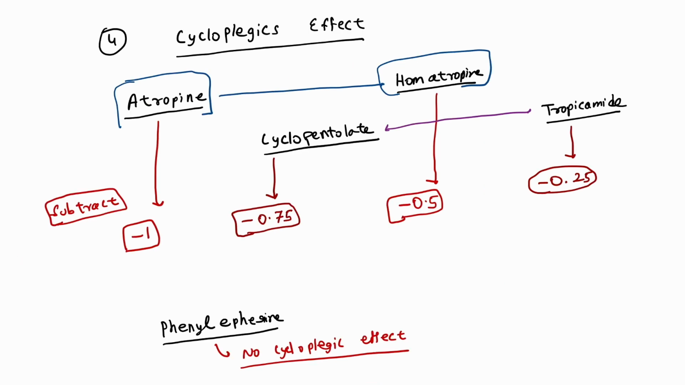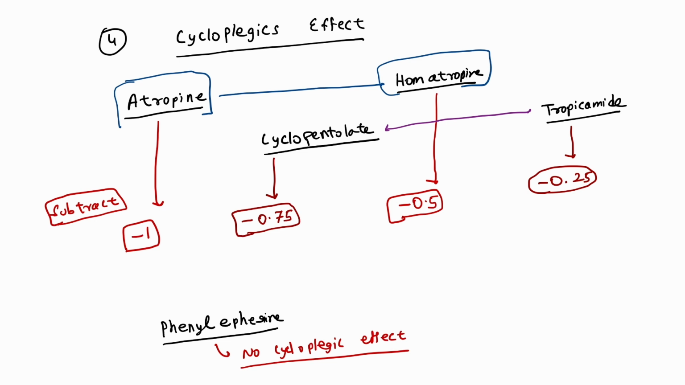Next, point number 4, cycloplegic drug correction. If we use some cycloplegic agent, we need to subtract an additional value from the spherical power to get the final glass prescription or the PMT value. PMT is post-mydriatic test. If somebody is using atropine, we need to subtract 1 diopter. If somebody is using home atropine, we need to subtract 0.5. Similarly, in case of cyclopentolate, we need to subtract 0.75 diopter, and tropicamide 0.25.